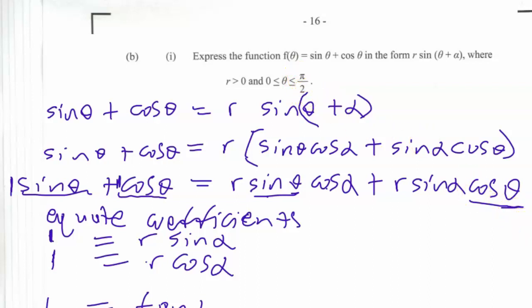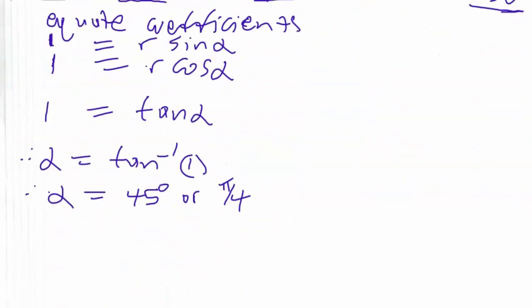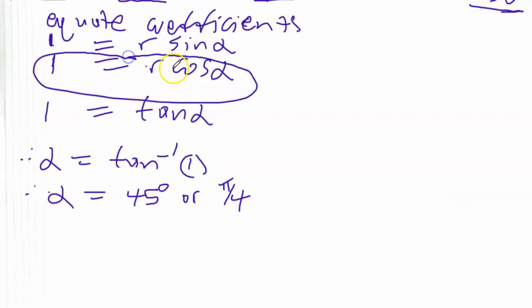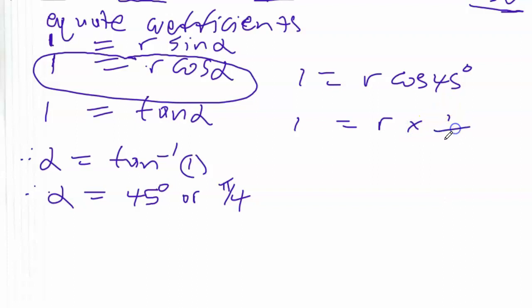So we need the value of r. How can we get r? There are several ways to get r. Here we have 1 equal to r cos alpha. So we can use 1 equal to r cos 45 degrees, or cos pi over 4 radians. What's cos pi over 4? It's 1 over root 2. So it's r times 1 over root 2. If we multiply both sides by root 2, root 2 is equal to r. So hence r is equal to root 2.